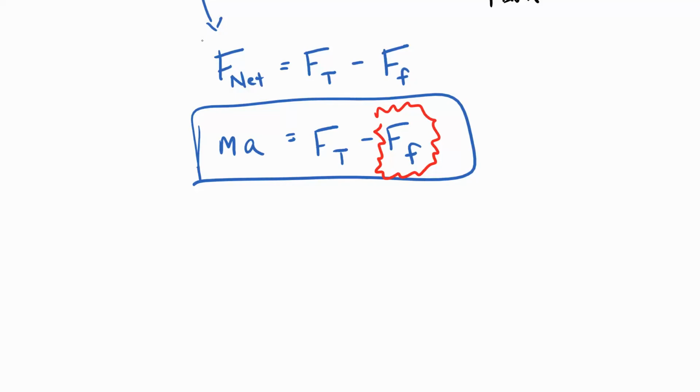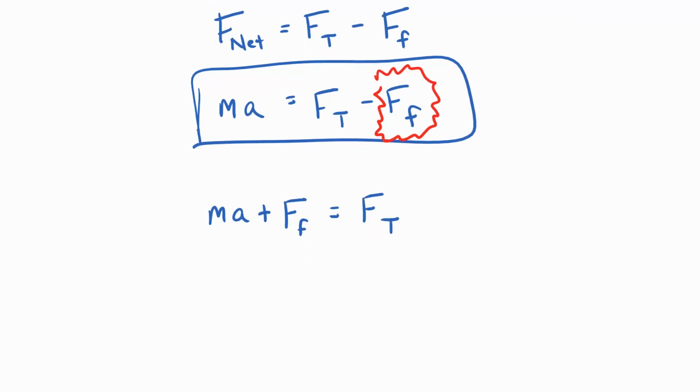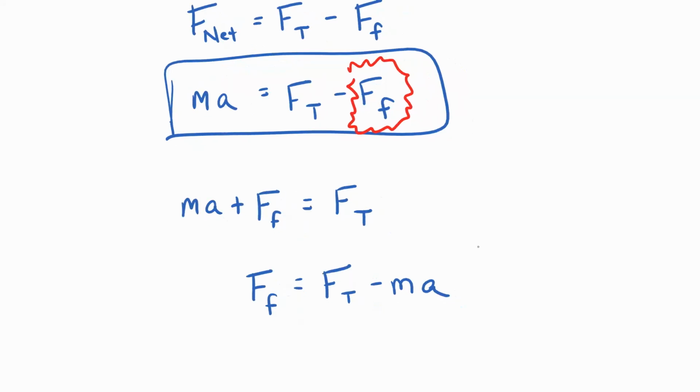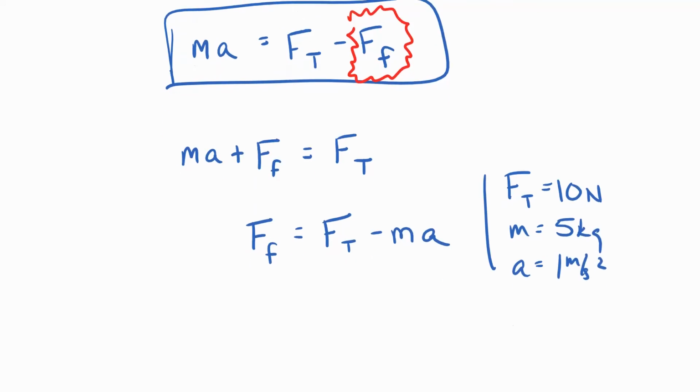So I'm going to add FF to both sides, because I can do that while maintaining equality, as long as I perform an operation on both sides of an equality. And then I'm going to subtract ma from both sides. Again, maintaining equality. And I have now solved this for FF. It is FF equals stuff that I know. A reminder, we said the tension force was 10 newtons, the mass was 5 kilograms, and the acceleration was 1 meter per second squared.